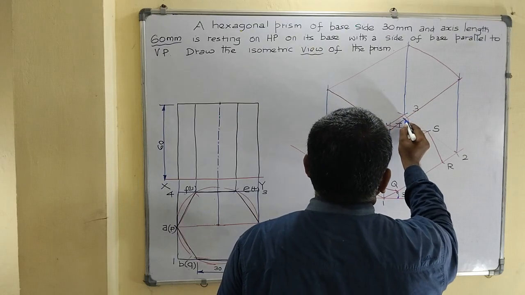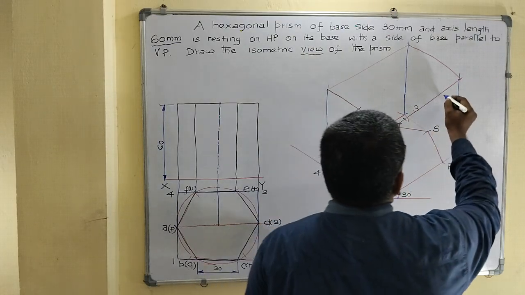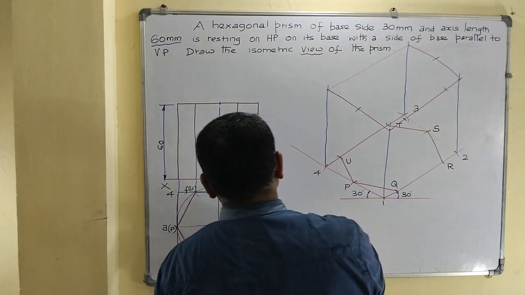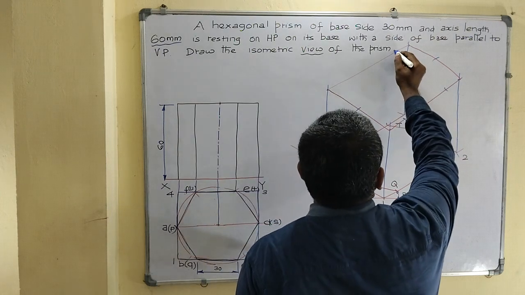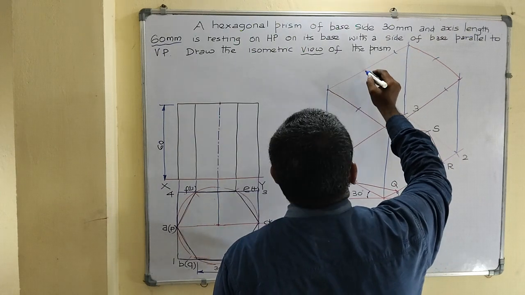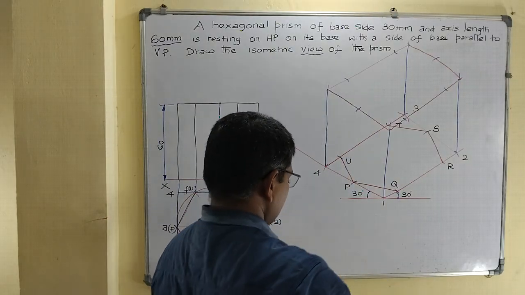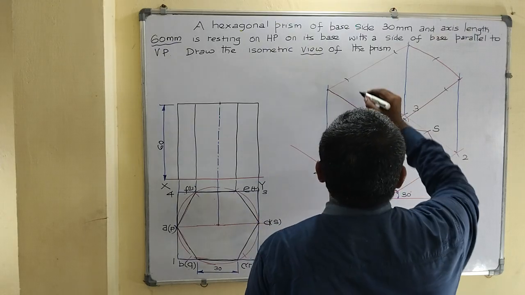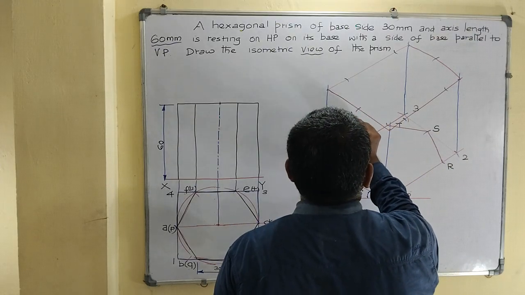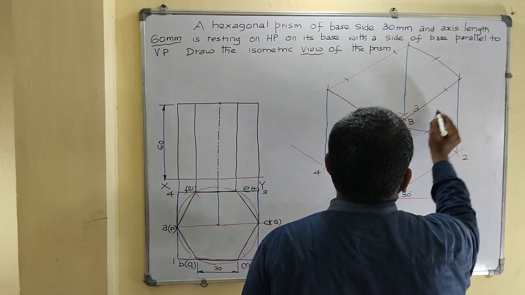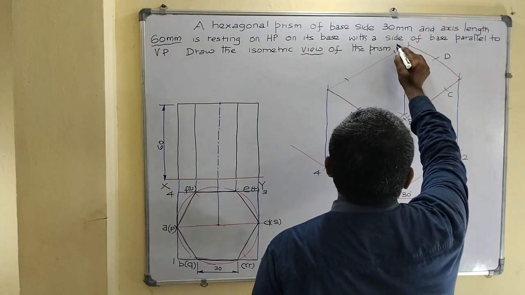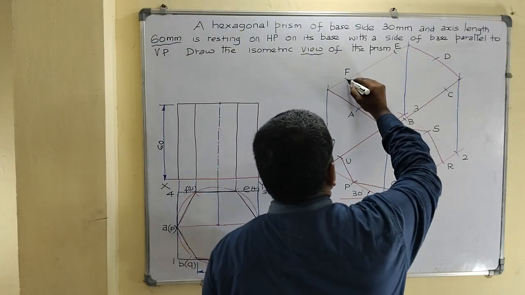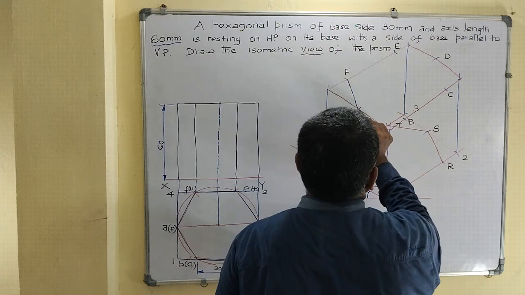A and B, and mark the point C. Mark the point D. Take the nearest corner as center, the distance as radius. Draw the arc and mark the point E and the point F. Now join all the points: capital A, B, C, D, E, F. Now join all the points to get the top base of the hexagon.